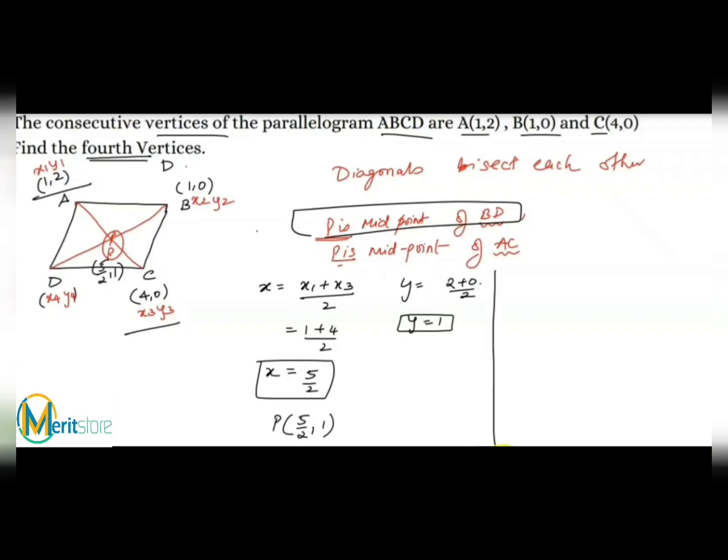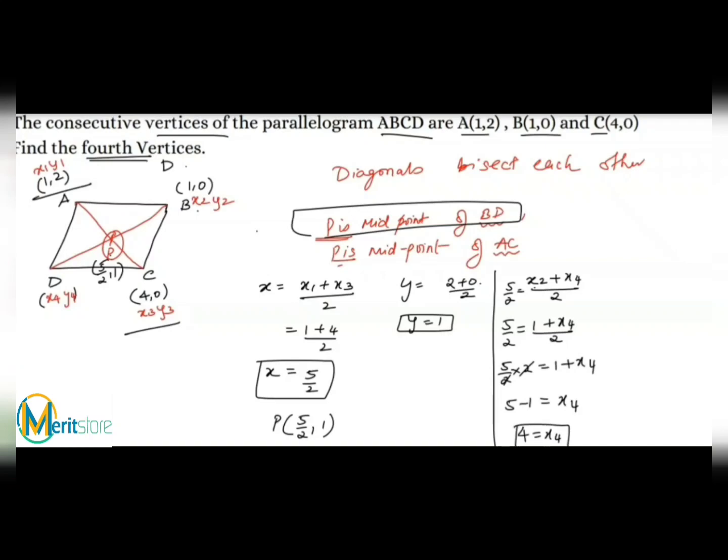So when I do it for BD, B is x2. So (x2 plus x4) upon 2 is equal to 5 upon 2. So 5 upon 2 is equal to, x2 is 1, I don't know x4, upon 2. 2 goes on the other side. I get 5 by 2 into 2 is equal to 1 plus x4. 2 and 2 cancel. 5 minus 1 is equal to x4. So this is 4. I got the x value for D.